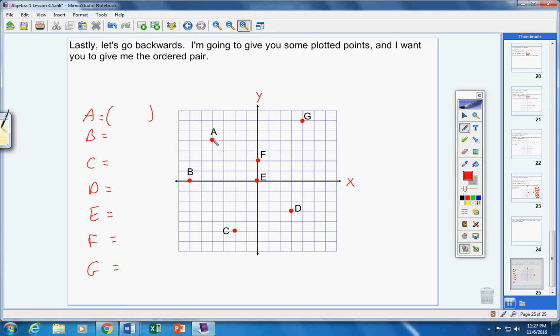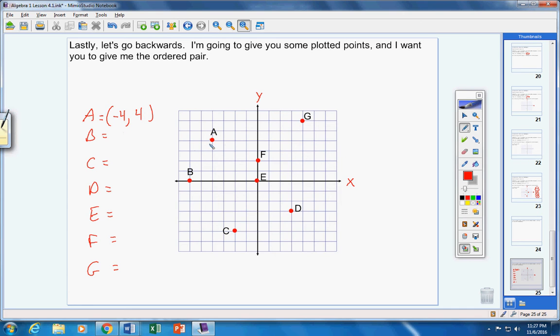Where is this point equal to or even with on the x-axis? Right here, correct? That's 1, 2, 3, 4. That's negative 4. Where is this point even with on the y-axis? Right here, which is up 1, 2, 3, 4. So negative 4, 4.